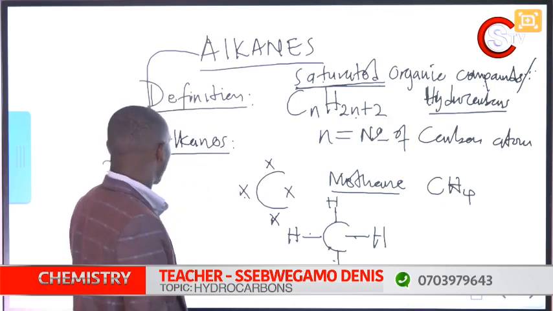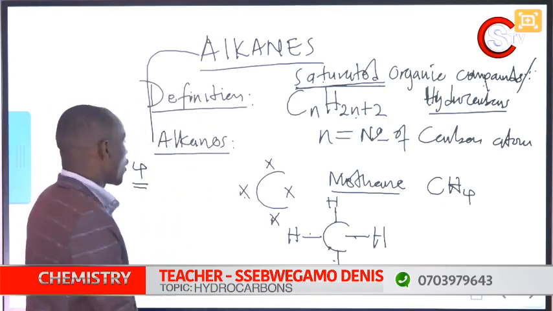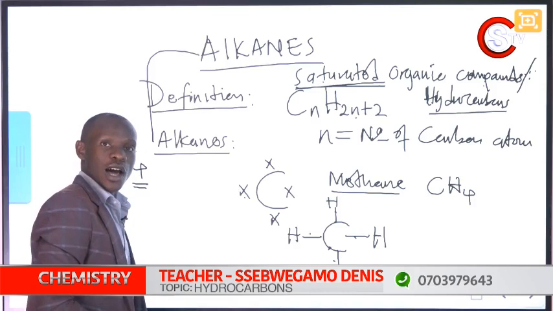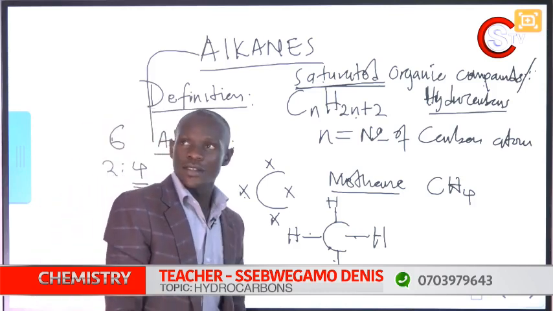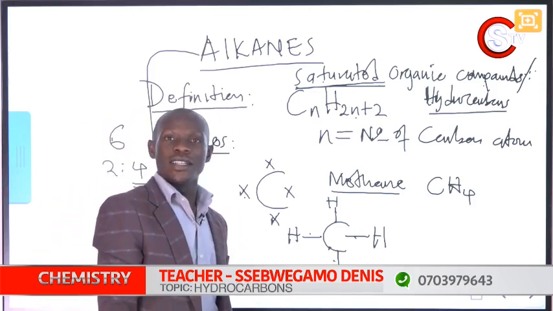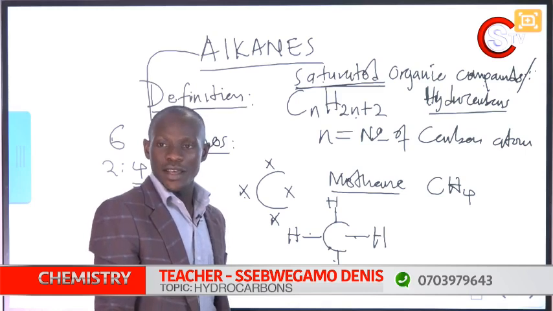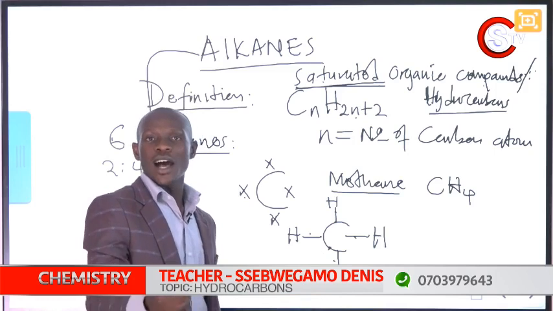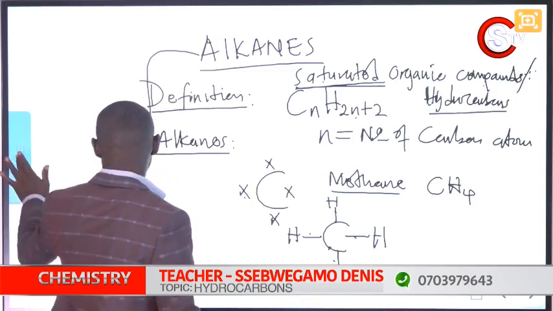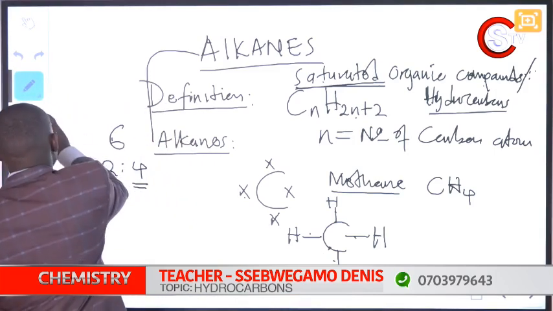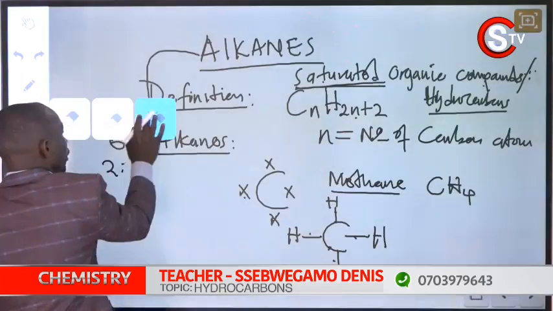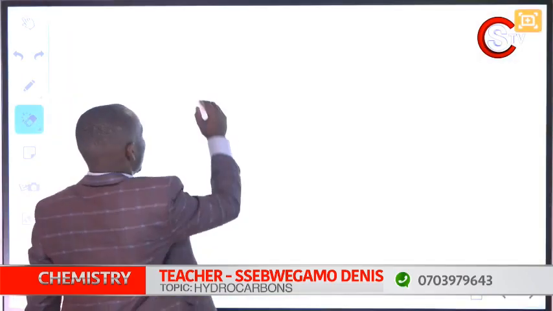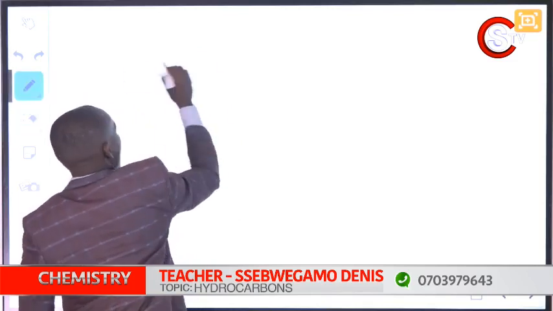Now, we say in the pillars of organic chemistry we have nomenclature, we have synthesis, mechanism, distinguishing and identification. The question is, how do we name alkanes? Naming alkanes.